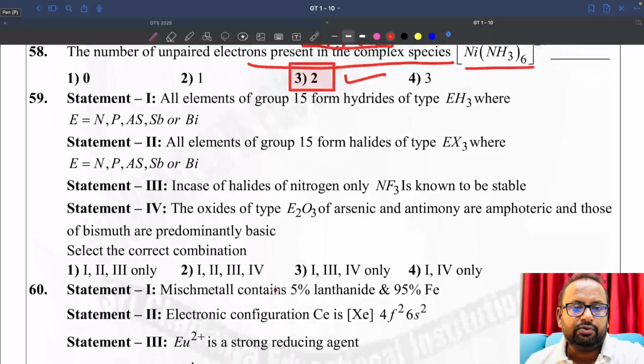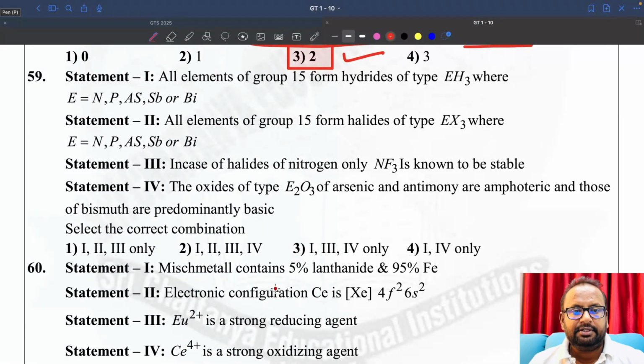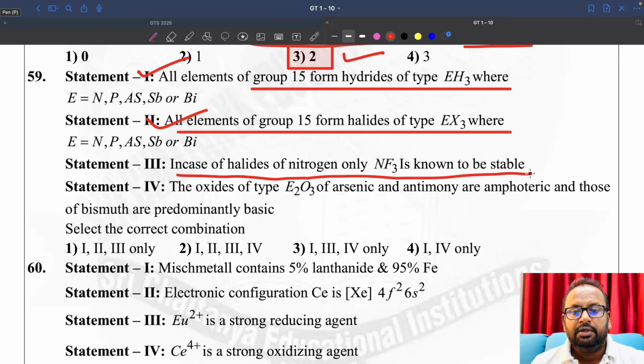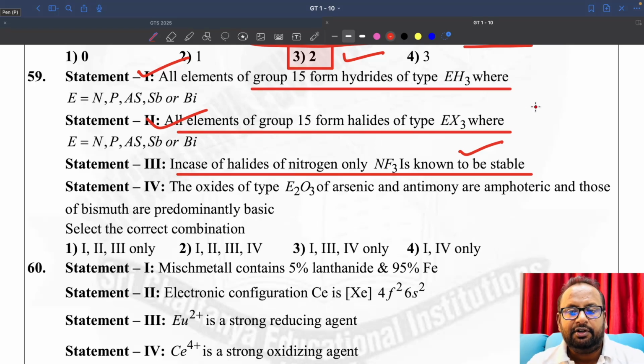Yeah, next we'll move to 59th question, which is based on the statements. All elements of group 15 form hydrides like EH3, right? So statement 1 is correct. All elements of 15th group form EX3 type of halides. Statement 2 is also correct. In case of halides of nitrogen, only NF3 is known, stable one. So we know it is also possible. NCl3 is formed, but it is very unstable. It is going to form some explosions.